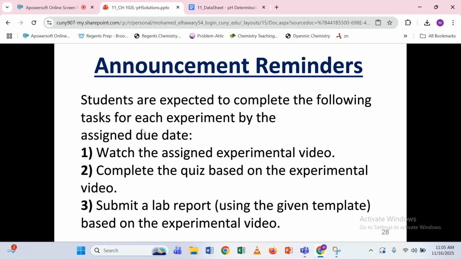Now, announcement reminders, you're expected to do the following. You've already done the first one, watching the experiment video. Two, make sure to complete the quiz based on the experimental video posted on Brightspace, and make sure to submit the lab report using the given template based on the experimental video.